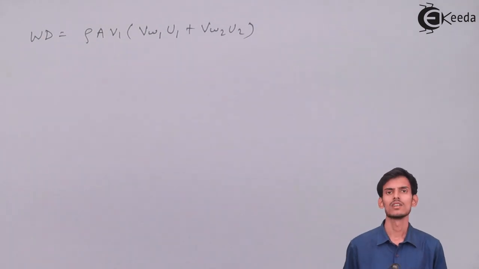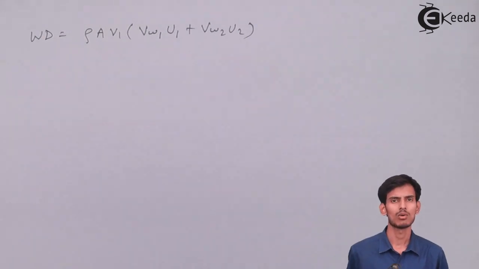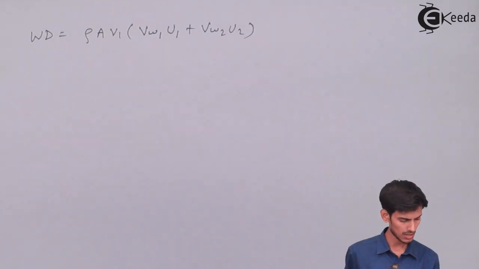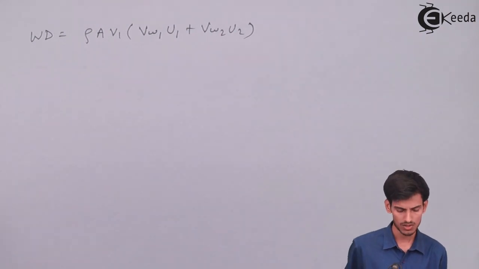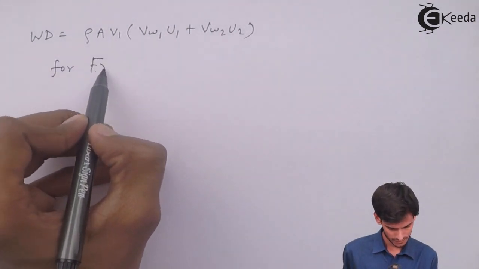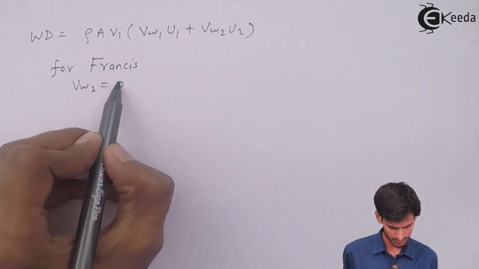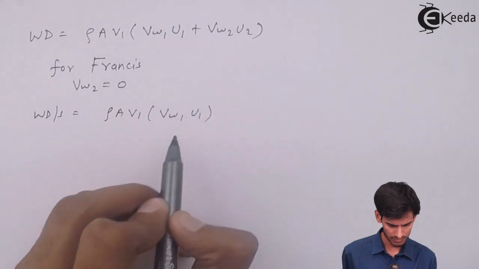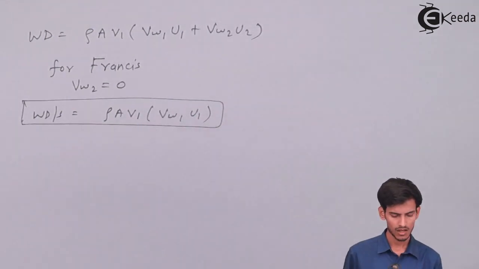As I've already said earlier, the value of the whirl component at outlet for Francis turbine is 0. So let's eliminate it here only. For the Francis turbine VW2 is 0. We have already seen that. So let's put 0 for that and see what the formula becomes. The formula for work done per second is rho a v1 vw1 u1.